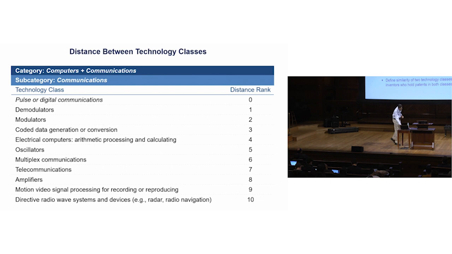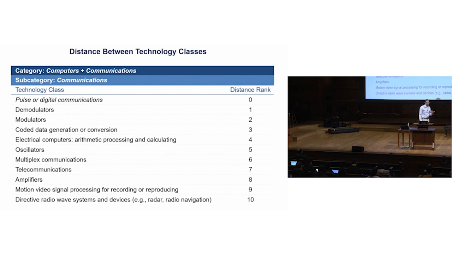So to make that concrete, to show you how this works, let's take one example. Let's take the category of computers and communications. Within that, there's a subcategory of communications, and then that's further classified into various technology classes. These are things like pulse or digital communications. That's one technology class. The next closest class to that by our method is a patent in what's called a demodulator. Then there's patenting in a modulator, oscillators, things like that. Okay, so these are all communications technology, basically, that are very similar to each other.